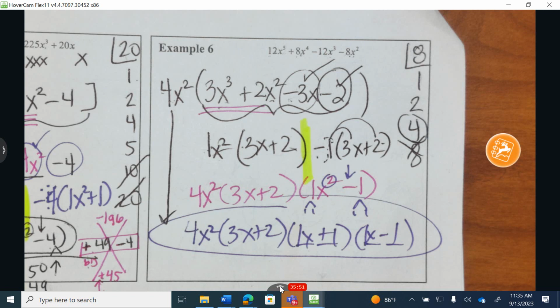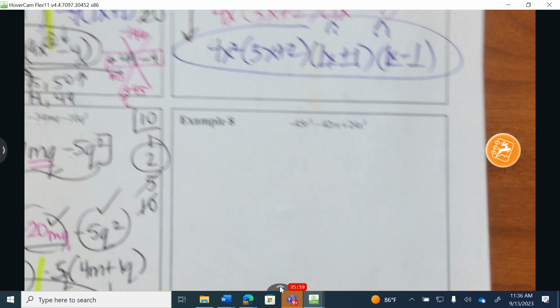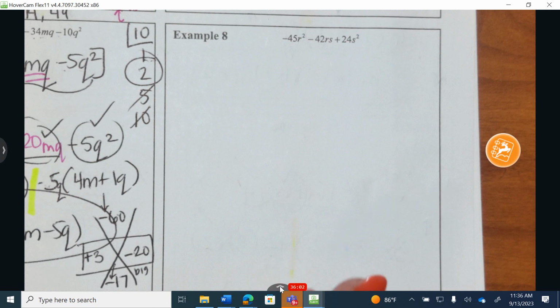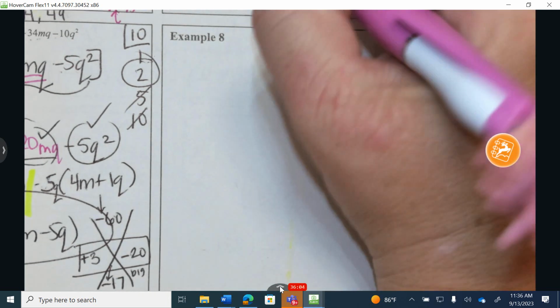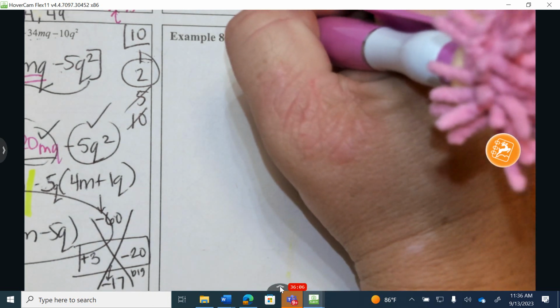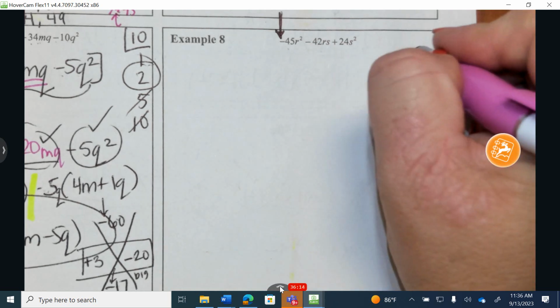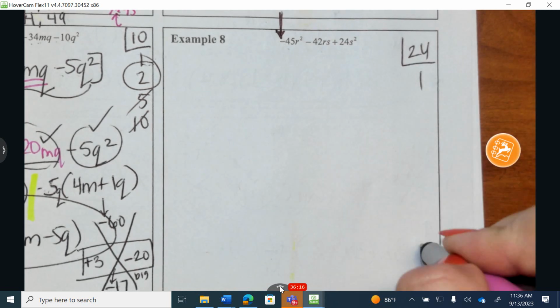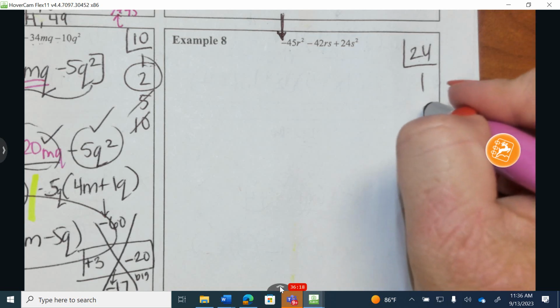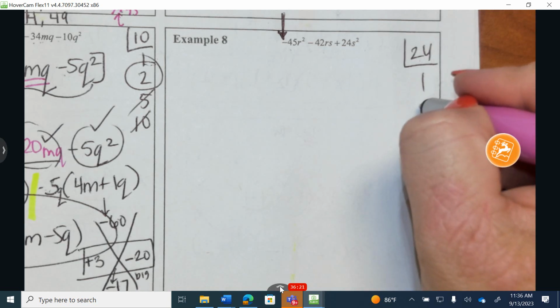We're going to move on to example number 8 for anybody who is taking notes. If you are not taking notes, you are moving forward right now with the homework. Example number 8. You're going to always put an arrow above the negative leading coefficient. We are going to factor that out. So the smallest number I see is 24. Numbers that go into 24, please be quiet. If you are not taking notes, please be quiet.